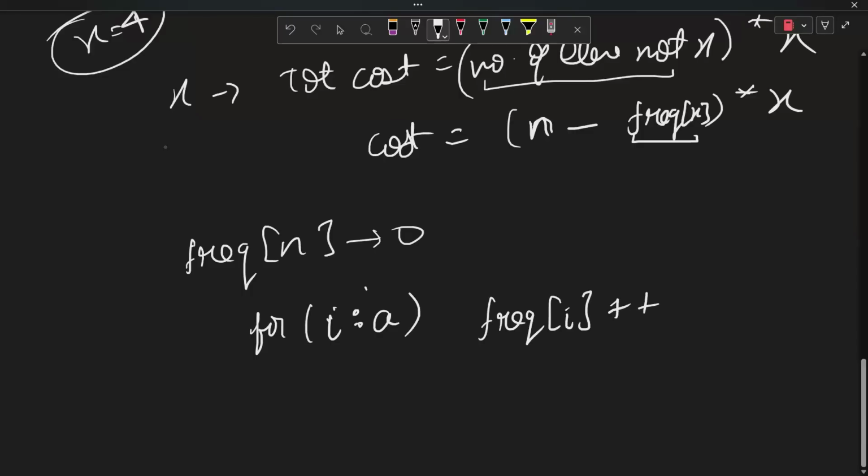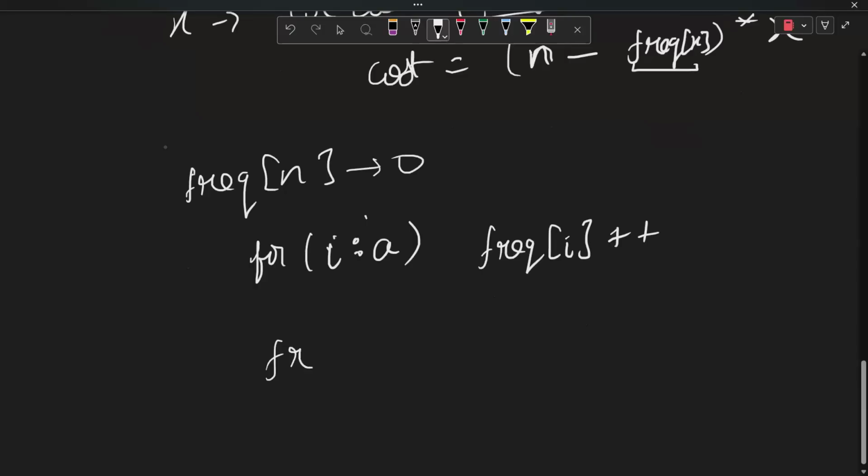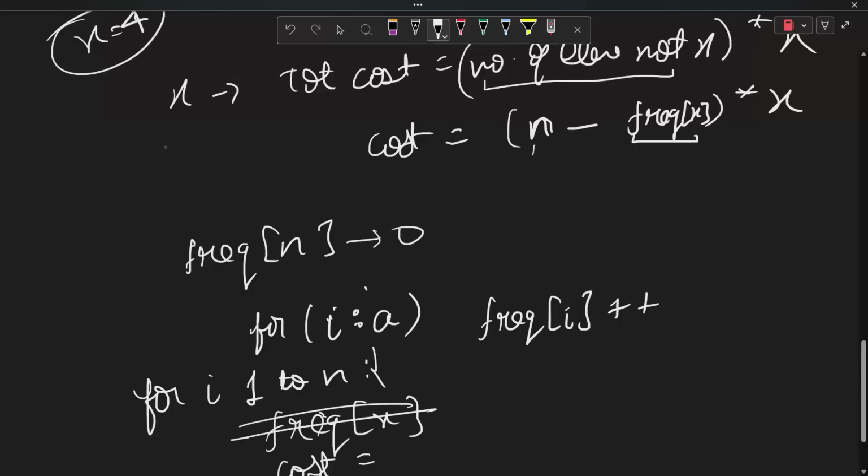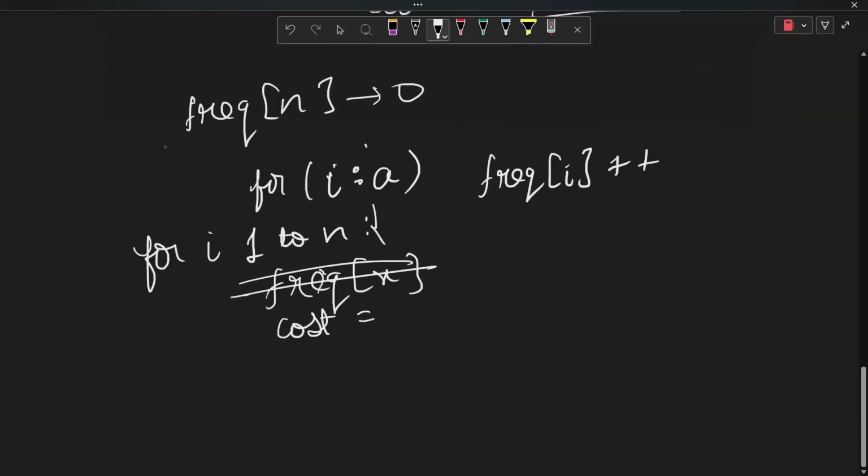So the frequency of any x would give us how many times x occurs in the array. Then we can iterate for each I from 1 to n. And what we would do, we would say our cost is, as I had written above, n minus frequency of x, multiplied by x. So cost can be written as n minus frequency, which we have already pre-computed, multiplied by x. And this cost we can just minimize.